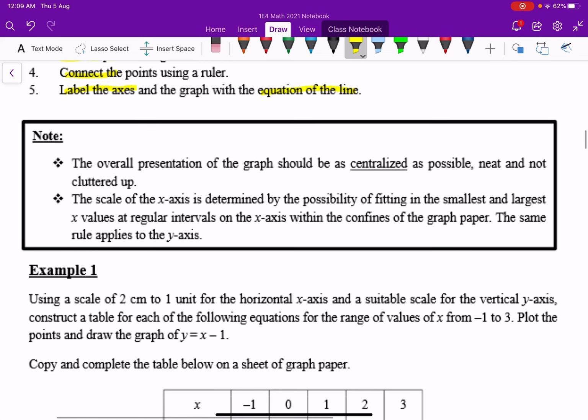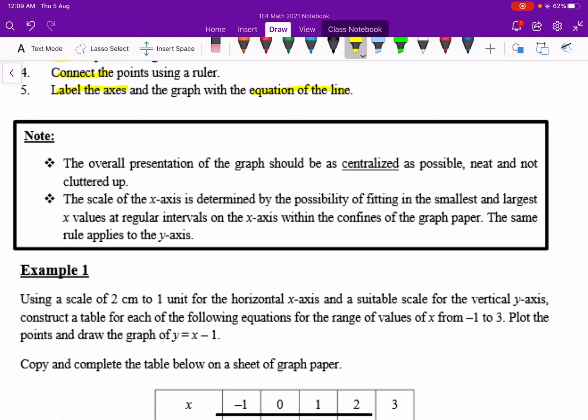Now, take note, when you are drawing a graph, you need to make sure that your graph is as centralized as possible, it is neat, and it's not cluttered up. The scale of the x-axis is determined by the possibility of fitting in the smallest and the largest number. So you need to make sure that your graph can fit all the values that you have and the corresponding y value as well.